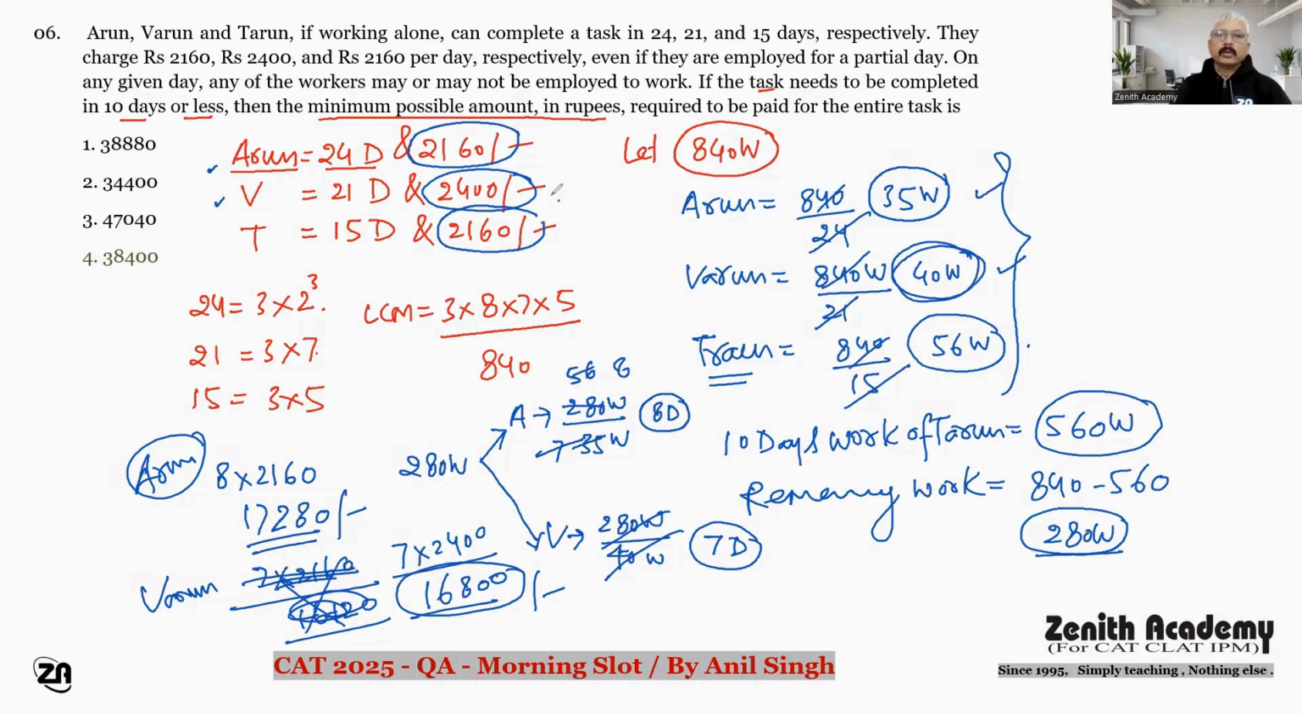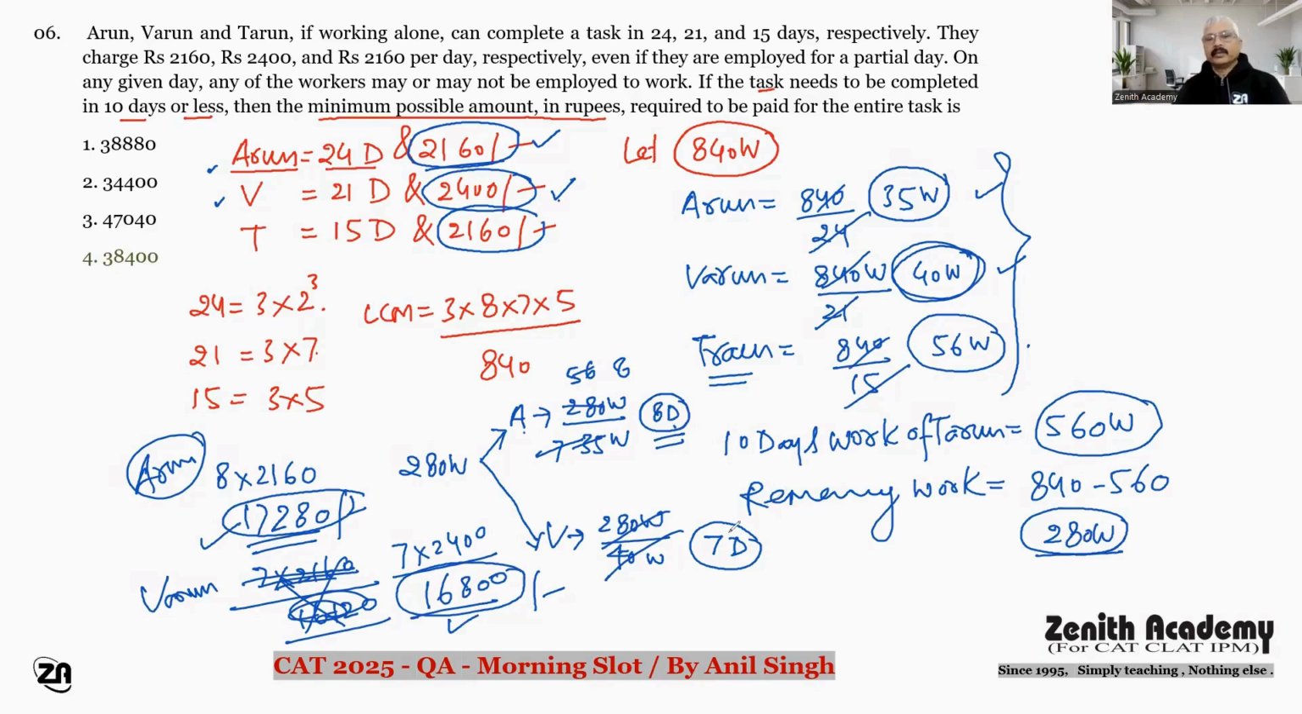So Varun takes 2,400 rupees daily and Arun takes 2,160 rupees. If to finish this remaining work we take the services of Arun, then Arun will finish in 8 days, and 8 into 2160 is 17,280. While if I take the services of Varun, then Varun finishes this remaining 280 work at a daily output of 40 work, means 7 days. So 7 into 2,400 is 16,800. So definitely this amount is smaller than this amount. And our question is the minimum possible amount.